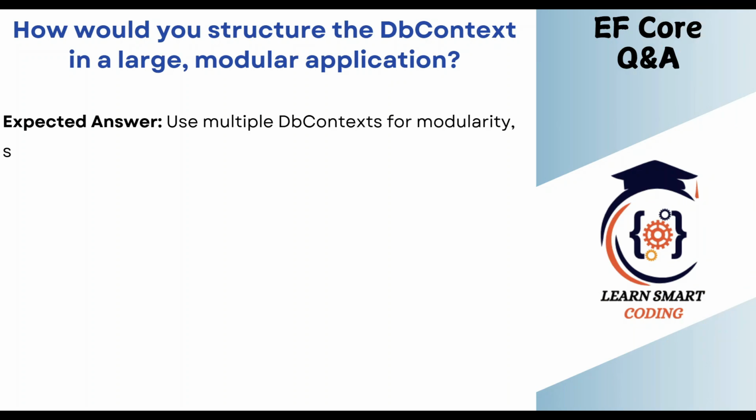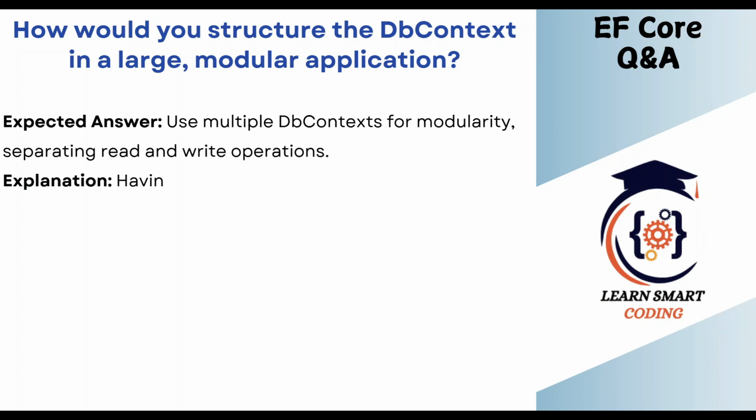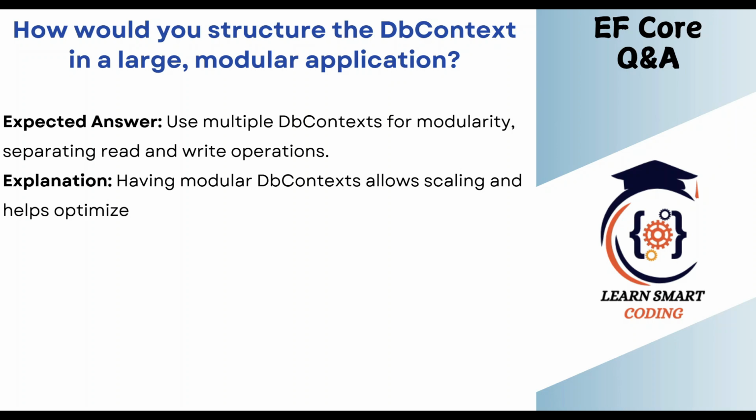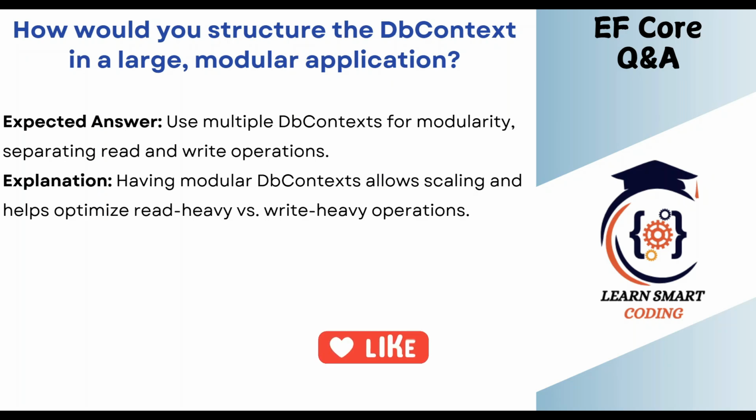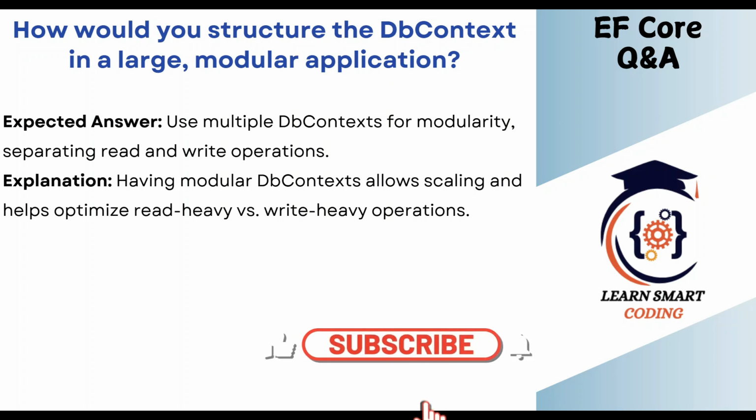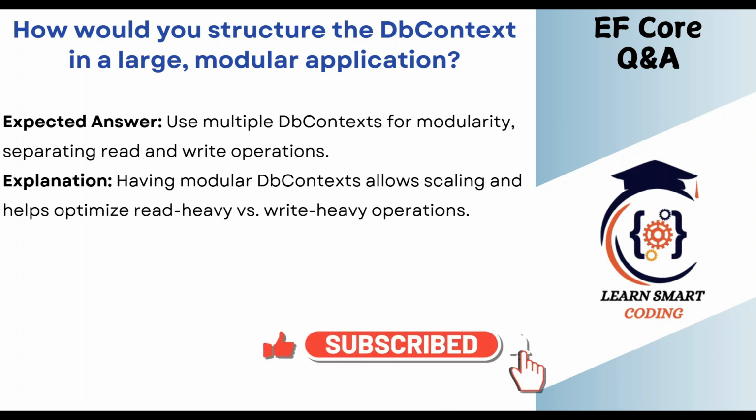How would you structure the DbContext in a large modular application? As you are entering a bigger organization, the application is big and the database has a humongous number of tables. So how do you handle it? In modularity, what they are saying is, if you use separate DbContexts for read operations and write operations, that will help to have good performance. Okay, so that's how you structure it.